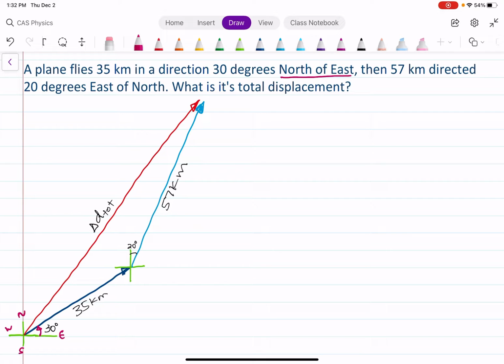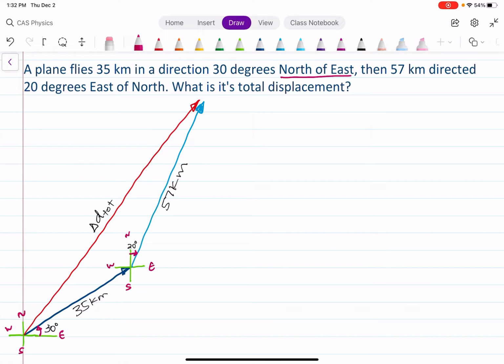Then I'm going to put the tail of the second vector, the light blue one, at the tip of the first one. So I put another green north, south, east, west. And now I'm measuring 20 degrees east of north. So start north and then sweep east like that. And that's 20 degrees. So that's 20 degrees east of north.